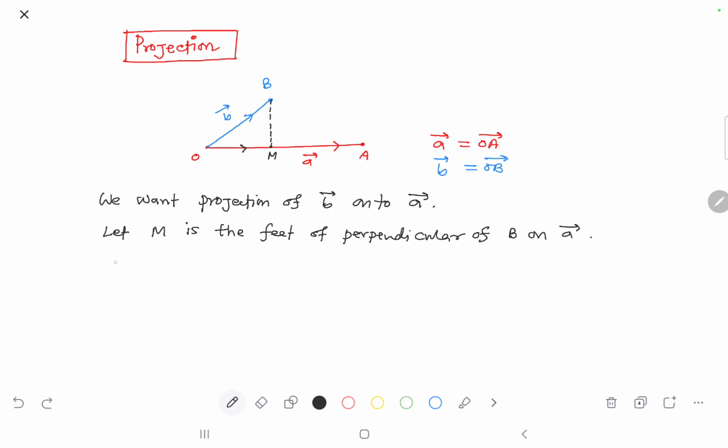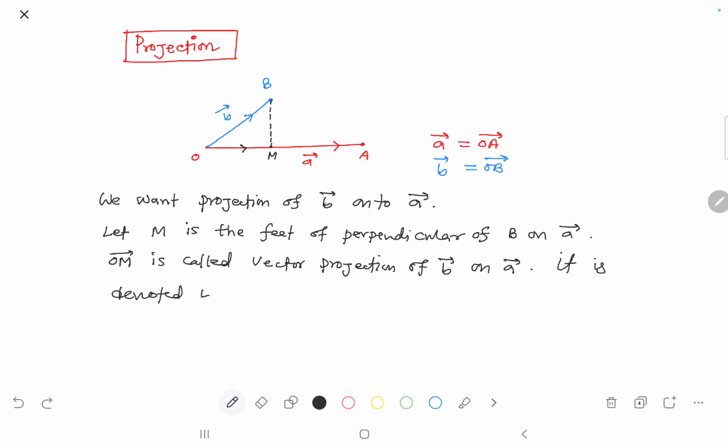Okay. Now see, this OM vector, O to M, is called the vector projection of B vector on A vector. It is sometimes written like this: projection of B vector on A vector. Okay, Mayan, the definition is very clear, right?